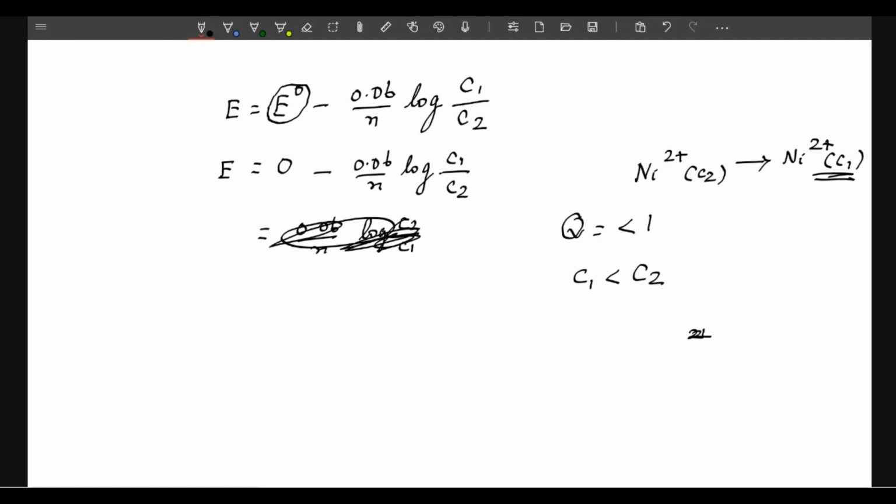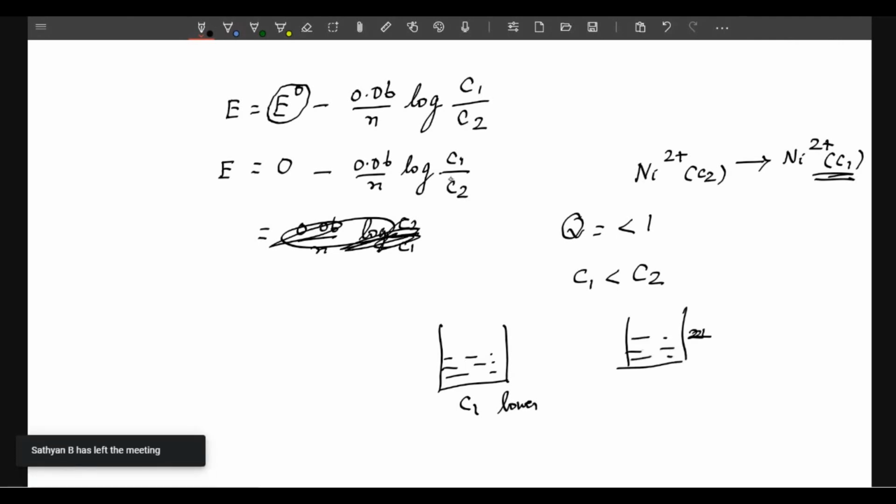C1 should be less than. What do you mean by C1? That is, in the shell written on the left hand side, the concentration C1 should be the lower concentration, and in the half shell the concentration of nickel 2 plus on the right hand should be higher. Therefore, if it is the case, you can derive EMF from this shell.